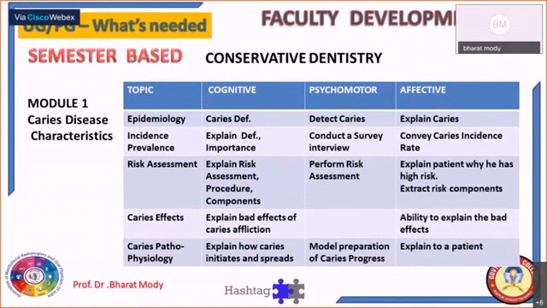Caries effects which are there, and caries pathophysiology. So what you are doing is telling the concept of caries as a disease process, and how it is present in the entire population, and there are certain risk factors which result in caries. That is the first concept which you give to the student in module 1.